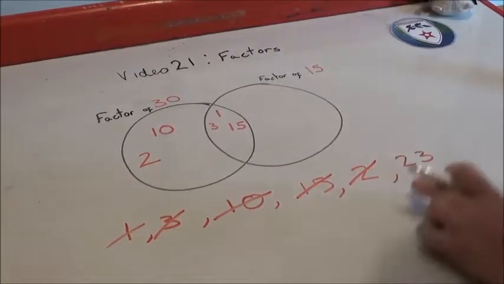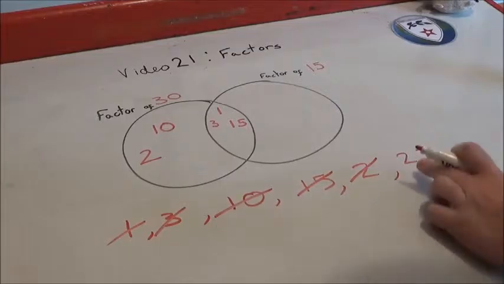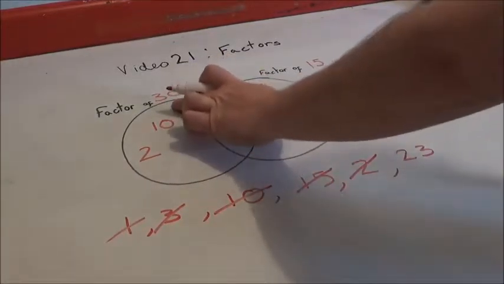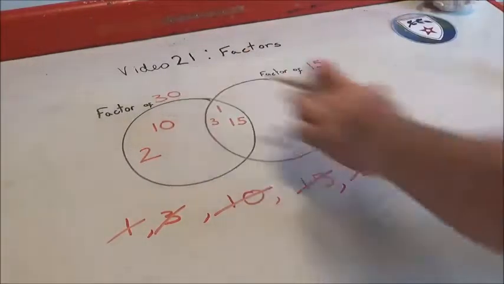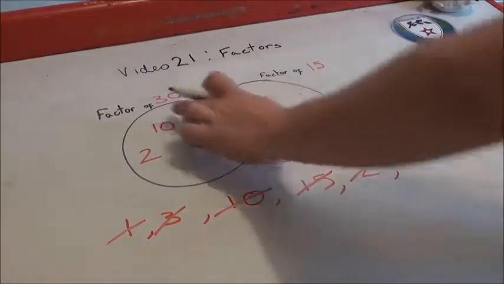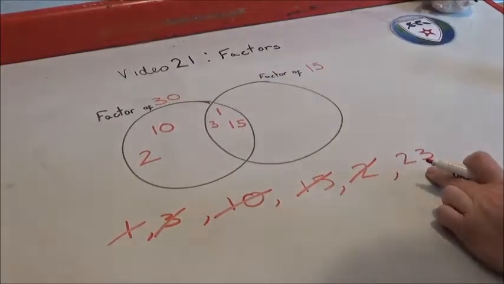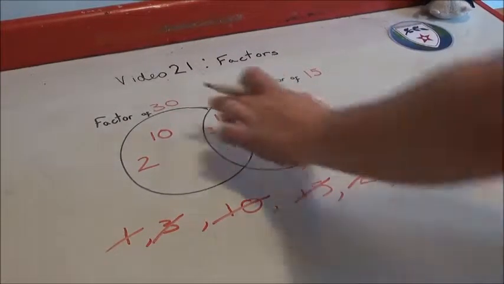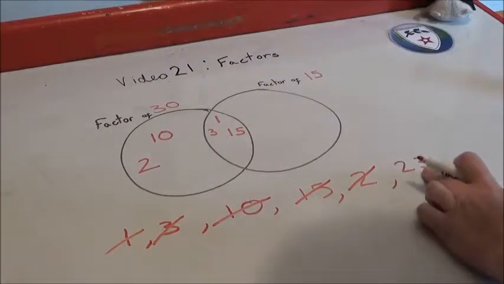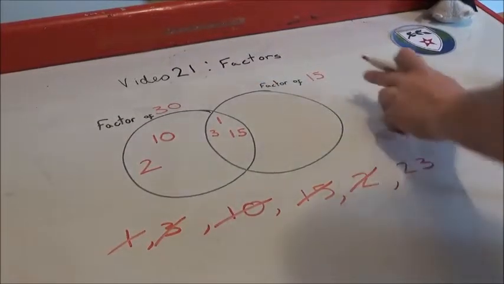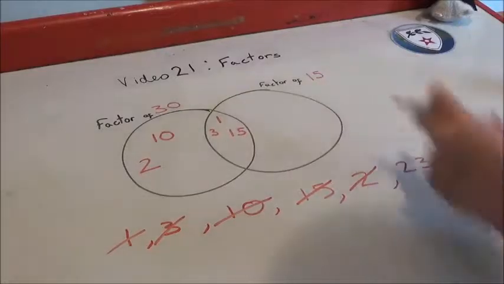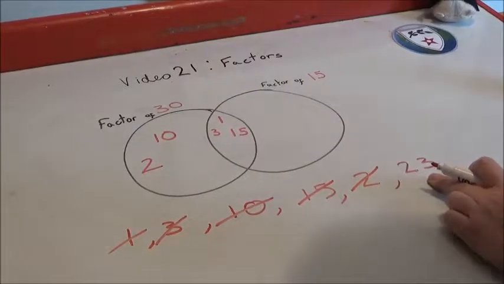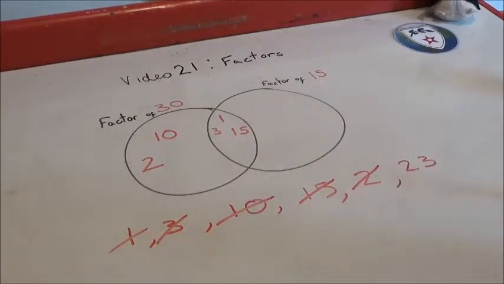And last but not least, 23. 23, a factor of 30? No, I can't divide 30 by 23. I know that's over half. So if the number's over half, then I can't divide it to get an even number. So I definitely know that that's not a factor of 30. And here, it's even bigger than 15. So that's an impossibility. I can't have a factor that is bigger than my starting number. So there's 2 rules for factors that we can remember.